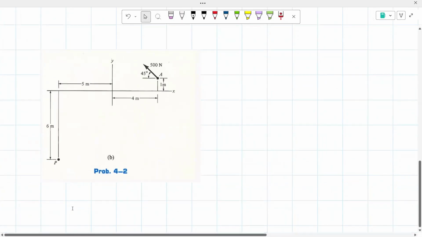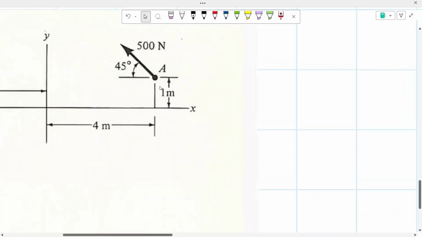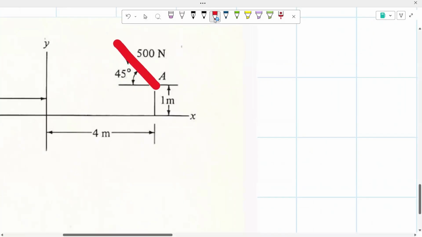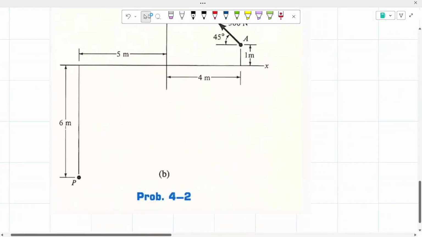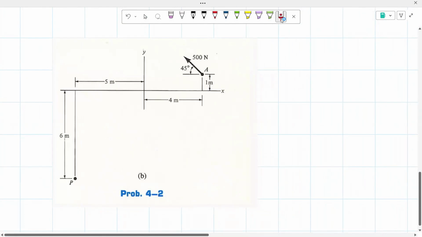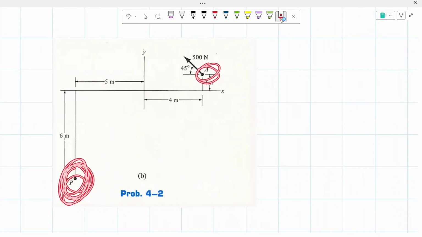As you can see, for case B, we have this 500 newtons right here. And we are trying to find, once again, the moment and the direction about it, but about point P, which is way over here. We have our point A right here, point P here. Once again, as you can see, we have this diagonal force right here. So remember, this will have a vertical and horizontal component to it.